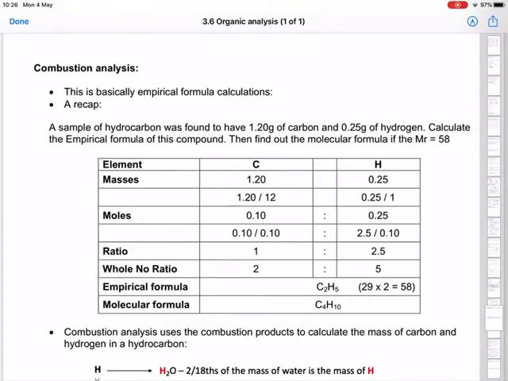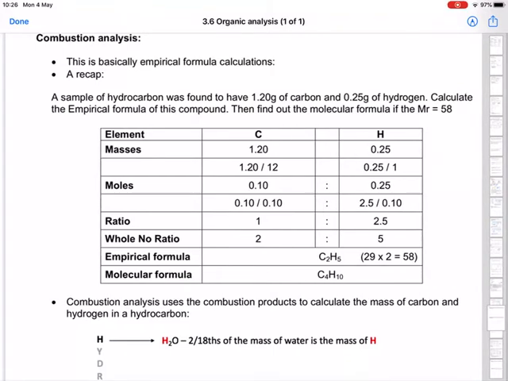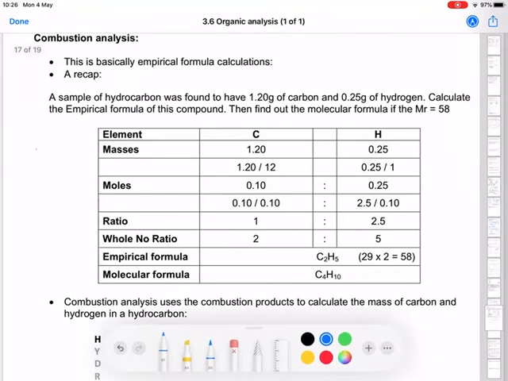The last part in this then is combustion analysis, and you can already do the empirical formula and molecular formula calculations, but combustion analysis is basically where we get this information from here. It's where we get these masses of carbon and masses of hydrogen, and potentially masses of oxygen as well, in order to be able to do this. So we do this by something called combustion analysis, okay?